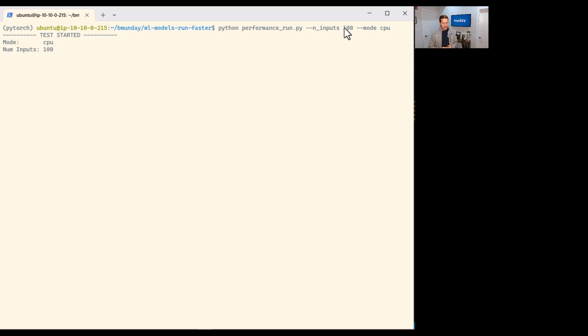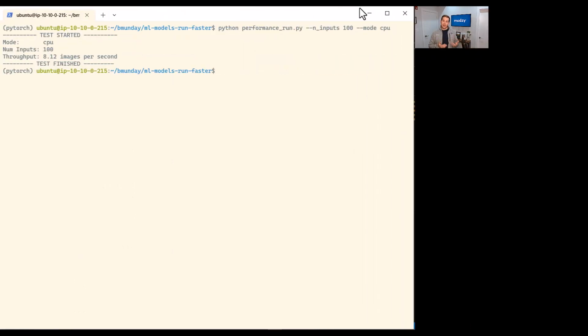And what we see here is the test has started. We're running in CPU mode with 100 inputs. Now, the CPU mode is just that vanilla model, the PyTorch model as is, running on the CPU architecture. And we'll consider this to be our baseline that we'll then compare the several variations against. So our baseline is about 8 images per second as throughput.